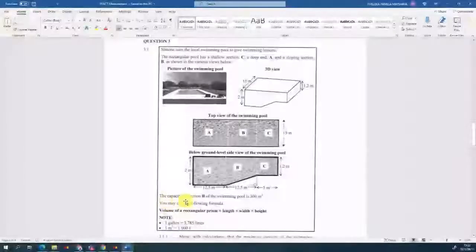Alright, then they say the capacity of section B of the swimming pool is 300 cubic meters. Can you see they already gave, they say cubic meters, then you must know what it is. They're talking about the volume. So the volume there, they already gave the volume. It's 300 cubic meters. But they didn't give the volume of A and they didn't give the volume of C.